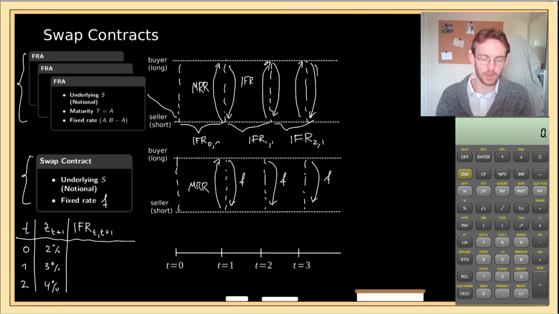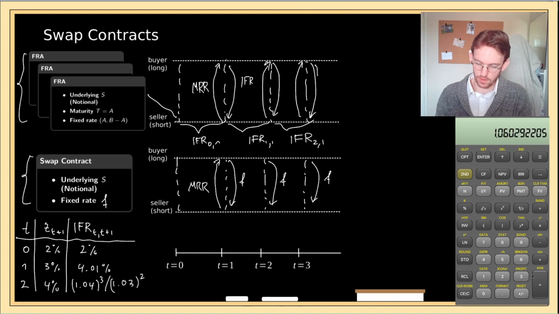Now the way we compute the implied forward rates, for this one it's just 2%. It's the same as the zero rate. For the second one, it's what we would earn at a risk-free rate in 2 years using the zero rate for 2 years, which is 3%, divided by what we would make in the first year, and that would be 4.01%. For the third period, this is what we would earn at a risk-free rate of 4% in 3 years, divided by what we would make in 2 years, and this would be 6.03%.